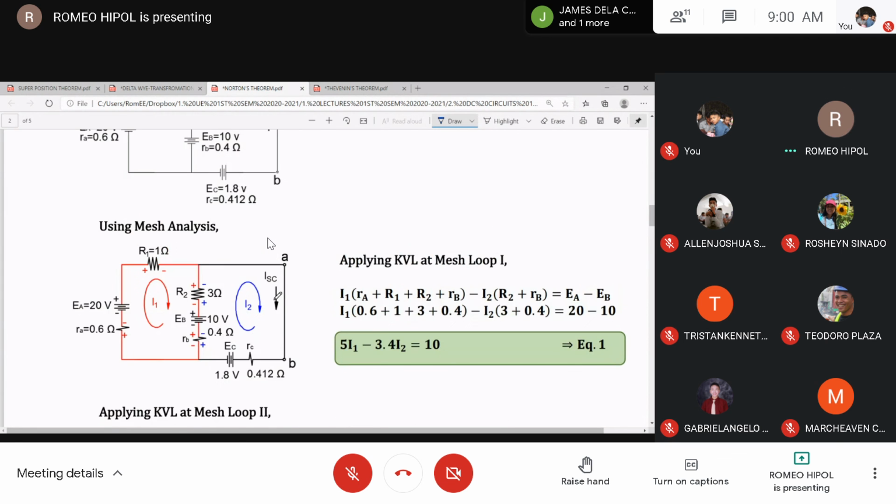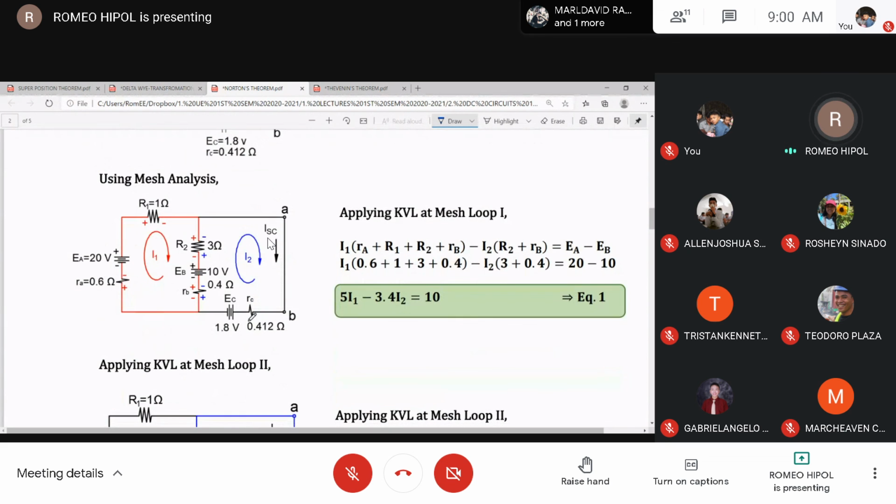Intindihan? So, we will apply KVL on the first mesh and on the second mesh. Then, you can use your calculator to solve for the external branch current, short circuit, or the equivalent short circuit current kasi depende sa position. Pwede kasi yung short circuit or yung load resistance natin is connected at the inside the circuit. Pero in this case kasi nasa external branch na connected. So, mas madaling i-compute yung short circuit current.